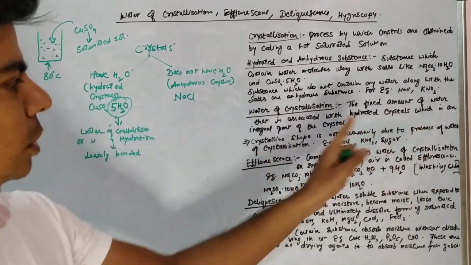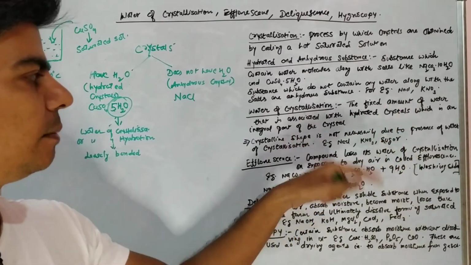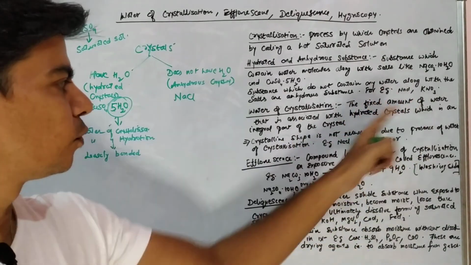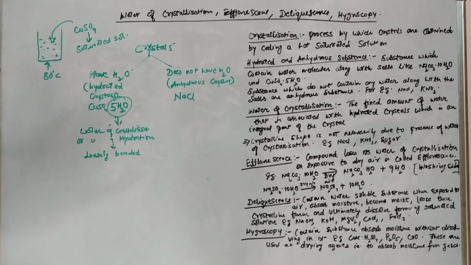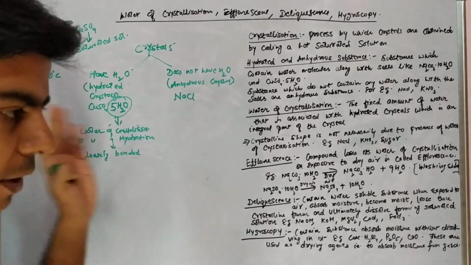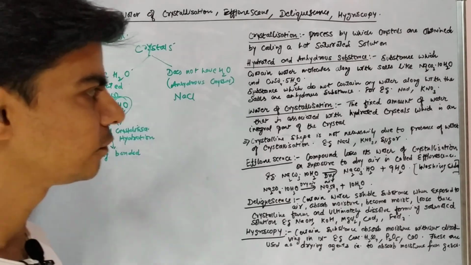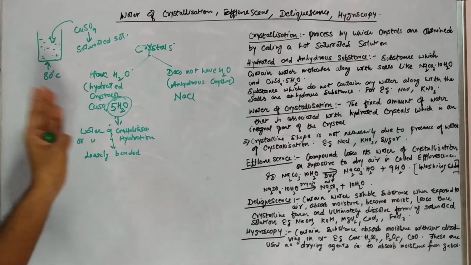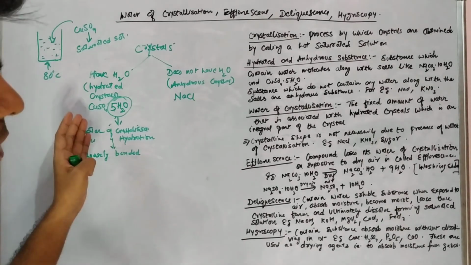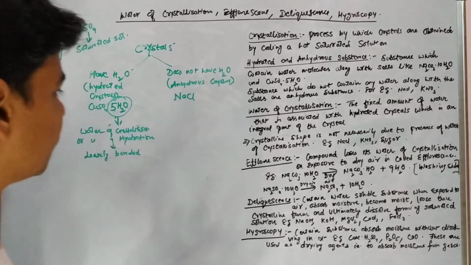The fixed amount of water that is associated with hydrated crystals is an integral part of the crystal. What is the fixed amount of water? 5 molecules of water are associated with copper sulfate crystals. So 5 water molecules is called the water of crystallization or water of hydration. These water molecules are integral parts of the crystals.